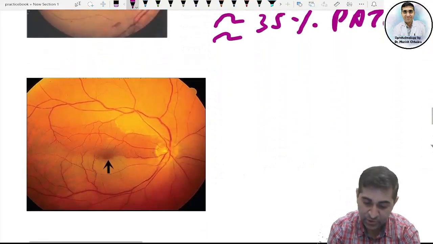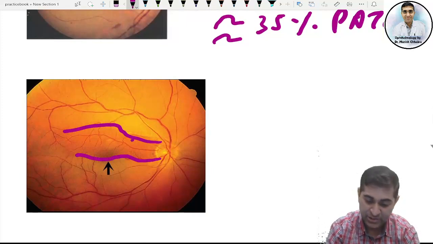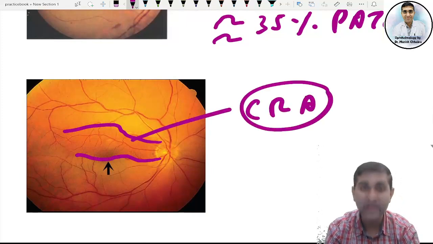Yes, here also, can you appreciate? So this is the artery which is supplying the central part. So this is actually cilio-retinal artery.